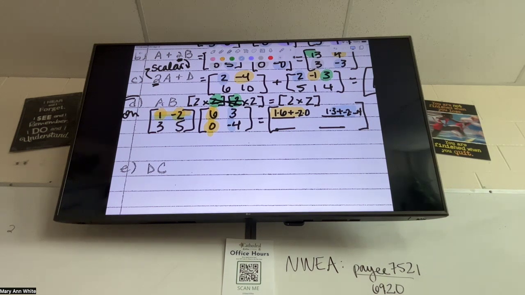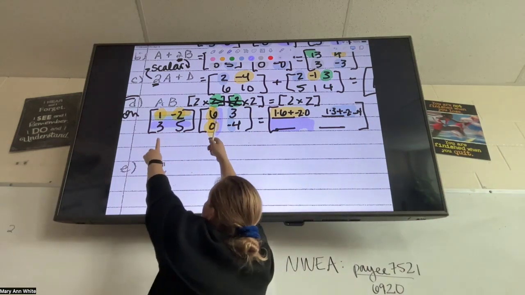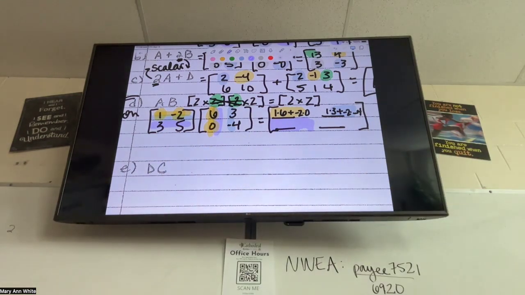All right, now this is my second row and my first column. So I'm gonna multiply by my second row and my first column. So again, I'll do my 3 times 6, and then 5 times 0. 3 times 6, 5 times 0. And then the last spot that we haven't touched yet is still my second row, my second column. So my second row times my second column. So now I'm gonna do 3 times 3 plus 5 times -4.